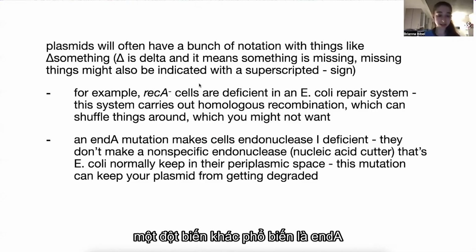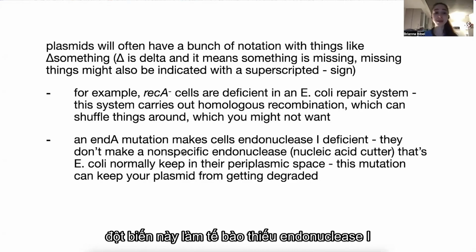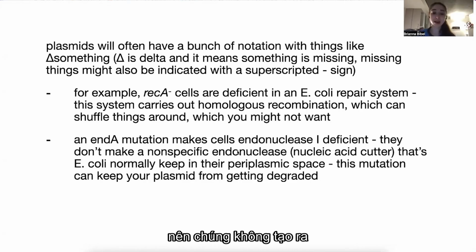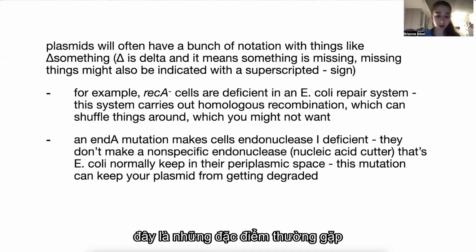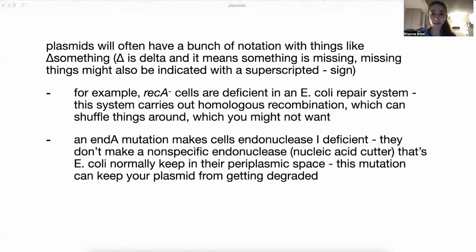But then there are also things that you wouldn't want this for. The nuclease mutation, endA, is another common one you might see. This makes the cells endonuclease 1 deficient, so they don't make this non-specific endonuclease, like a nucleic acid cutter. Before, we talked about restriction enzymes, and those were really specific. This one is not specific, and so it can chew up your plasmid. So the endA mutation will keep your plasmid from getting degraded. So those are some common things that you might see.